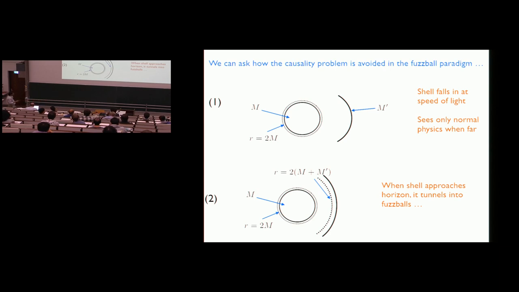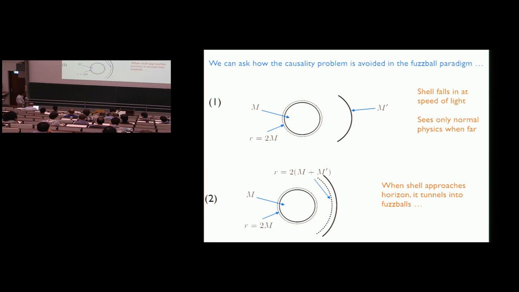So when the shell keeps coming closer and closer, it reaches a radius 2 times (M plus M prime). At that point, a new horizon should form, because with mass M and M prime, the actual horizon moves out here. Is it okay? So when it reaches this radius 2 times (M plus M prime), if the shell crosses here, it will be inside its horizon. If it comes here and crosses inside, I have a problem. I'm inside the horizon, the light cones turn over, and I can't get out.